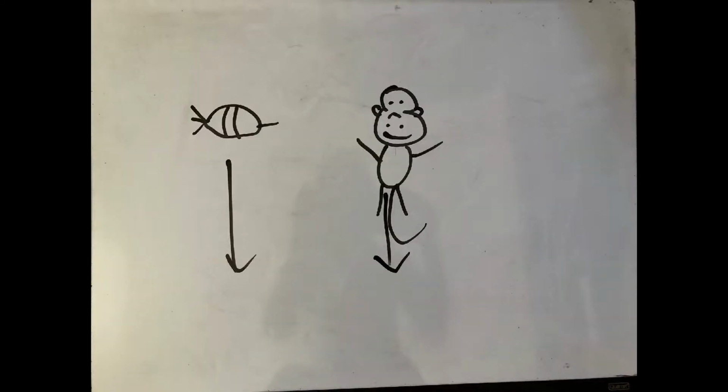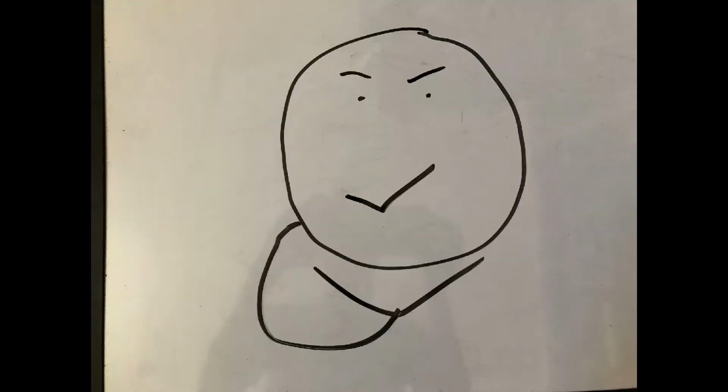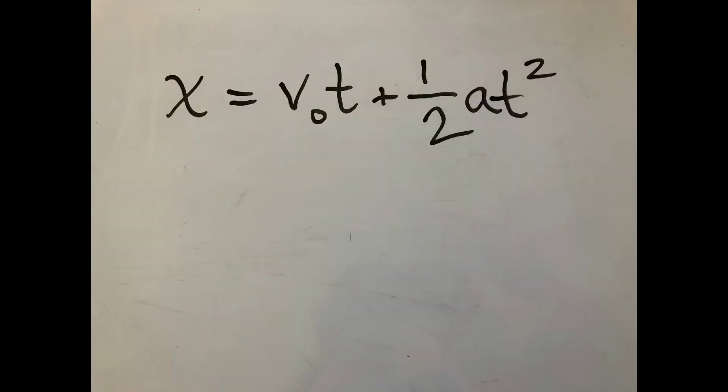And the explanation usually given is that gravity acts the same on the monkey and the dart, so they fall the same amount. And that makes sense. Or does it? I want to look at this a different way, using a formula.